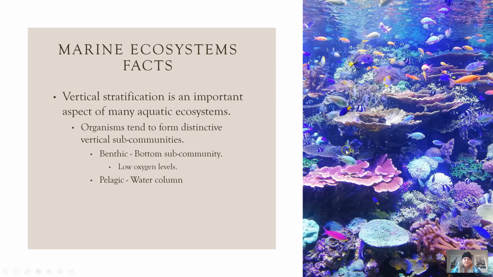So here are some facts. Vertical stratification is an important aspect of many aquatic systems. Organisms tend to form distinct vertical subcommunities. As you have probably seen in some marine ecosystem videos or photos, the corals build up vertically instead of spreading out horizontally.